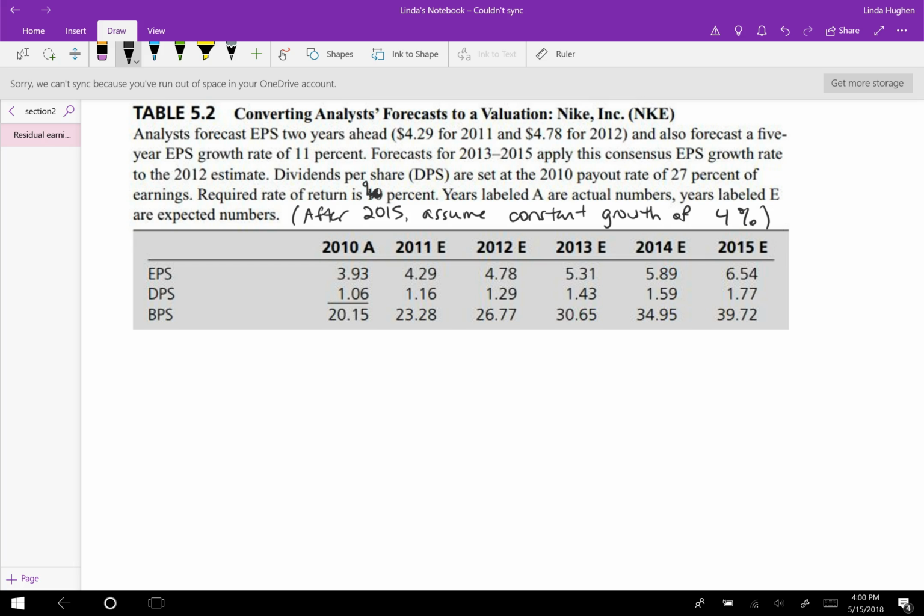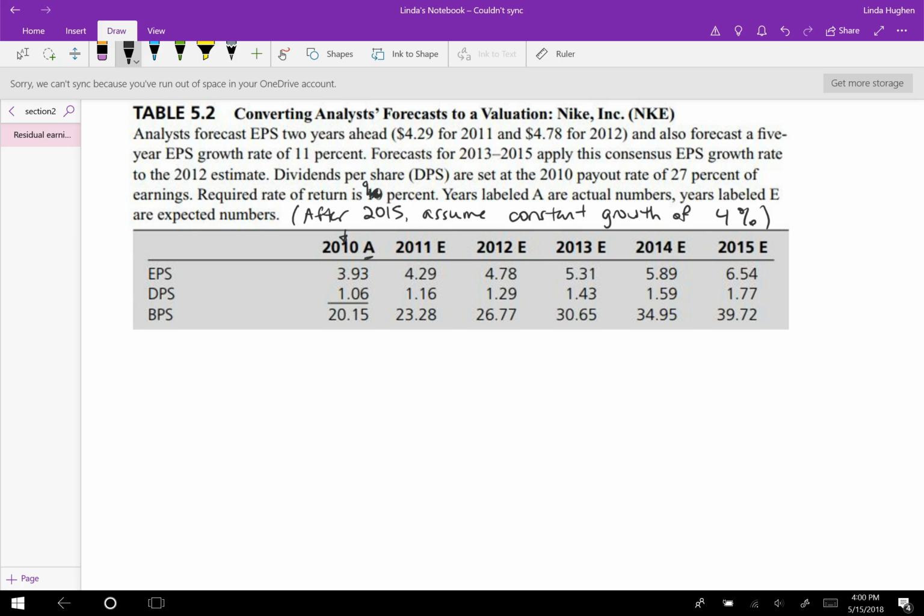We have earnings per share, dividends per share, book value per share. We are at the time 2010, this A stands for actual here, and we are estimating earnings, dividends, and book values from 2011 through 2015. One thing important to point out is that after 2015, we're going to assume that the company is going to reach growth that equals the expected GDP growth, which we're estimating at 4%. So we're going to have constant growth after 2015 of 4%.